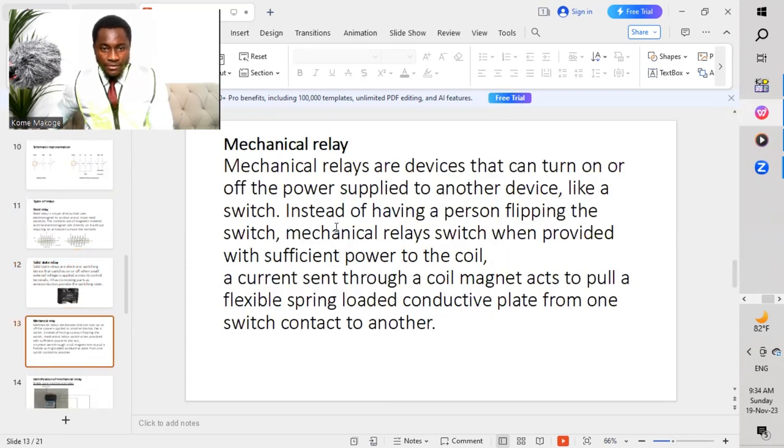We'll move now to the mechanical relay. Mechanical relays are devices that can turn on or off the power supply to another device, like a switch. Instead of having a person flipping the switch, mechanical relays switch when sufficient power is provided to the coil. The current sent through a coil magnet acts to pull a flexible spring loaded conductive plate from one switch contact to another. It's very important.